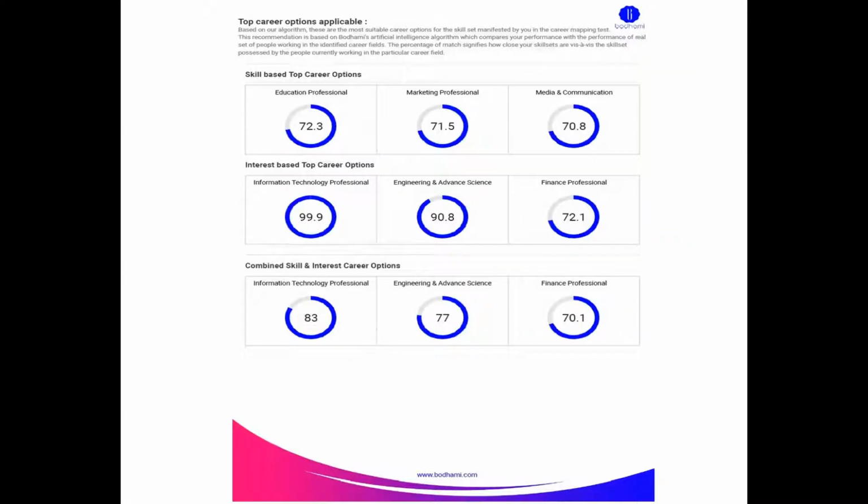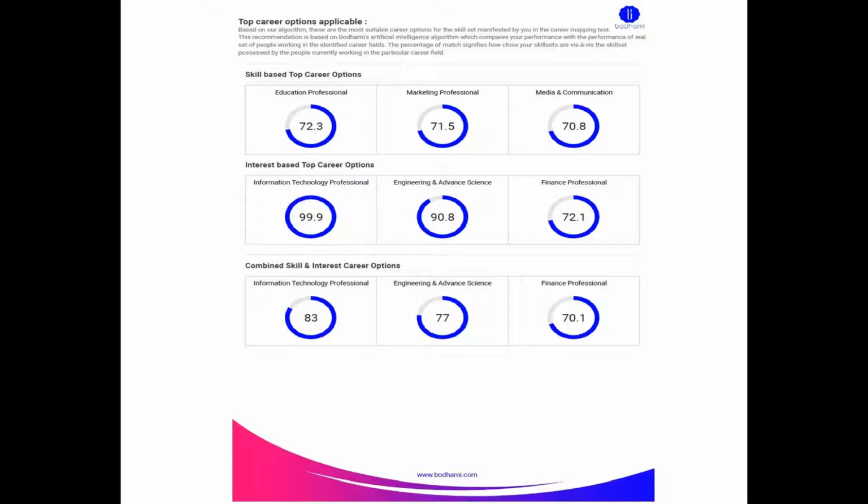Section 6 is the career recommendation report. The recommendation is based on Bodhami's artificial intelligence algorithm. The first recommendation is the top 3 careers, which is based on the student's performance in the skill and aptitude test. The percentage of match signifies how close the student's skillsets are vis-a-vis the people currently in these career fields.